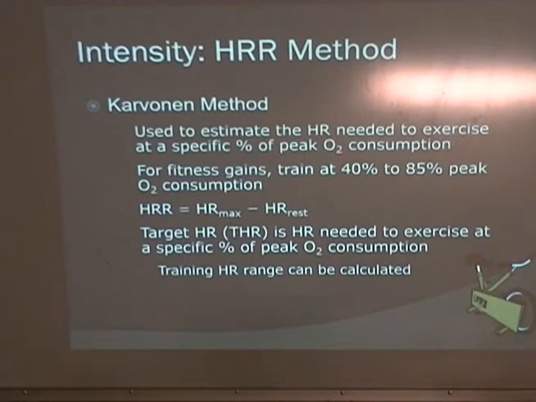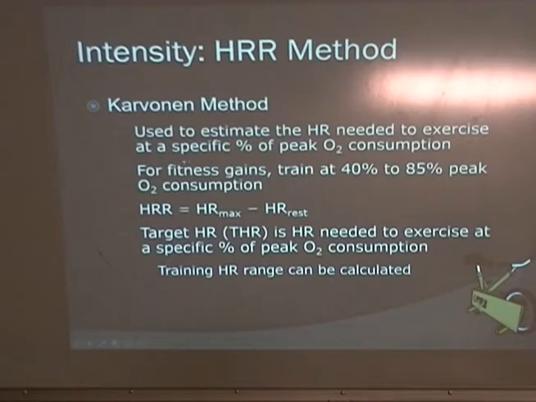So your target heart rate is your heart rate at rest, no, that's not right, plus your percentage heart rate reserve. So if I'm working at light intensity, this would be 30 to 40%. If I'm working at moderate, 40 to 60. If I'm working at high intensity, it's going to be 60 to 90.